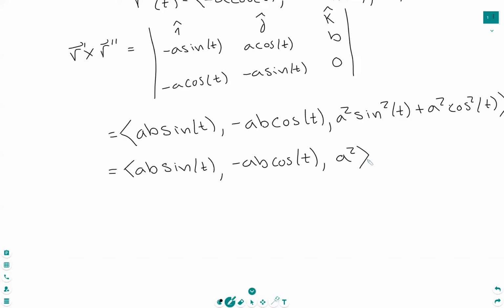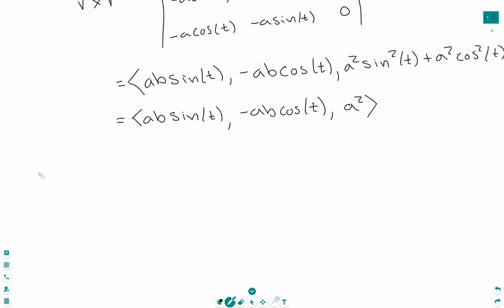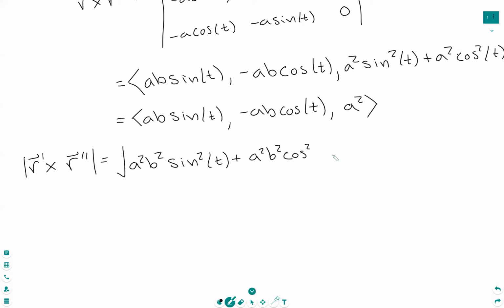We still need this vector in magnitude. So we have the magnitude of r prime crossed with r double prime is equal to the square root of a squared b squared sine squared of t plus a squared b squared cosine squared of t plus a to the fourth.